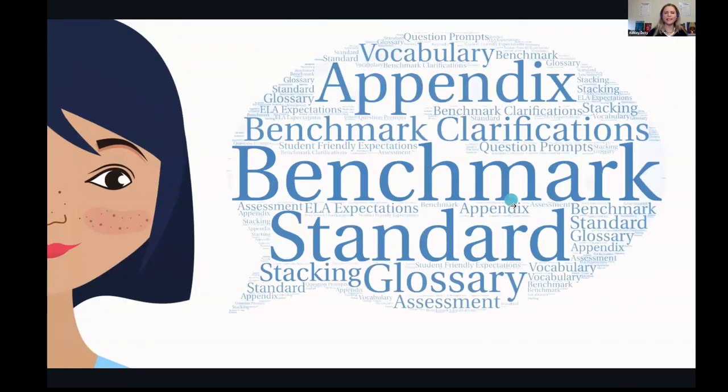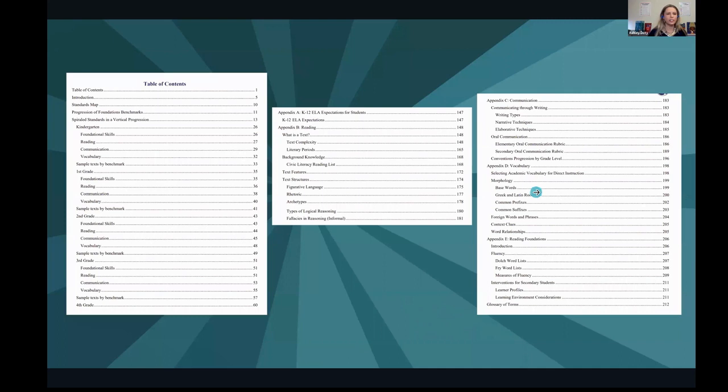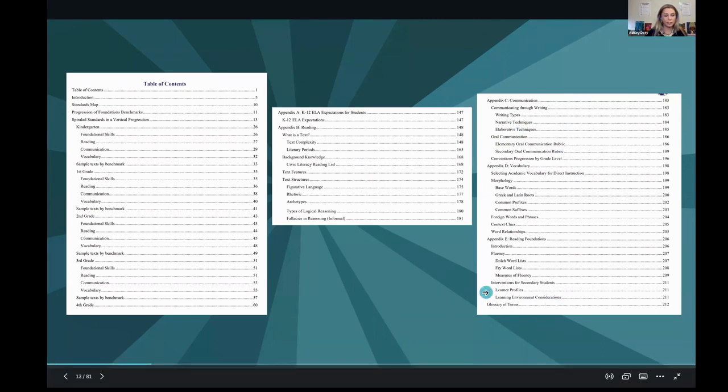The third problem is there is a lot of information out there with the BEST standards through the Department of Education. We've got appendices and clarifications, vocabulary, and the benchmark, standards, stacking, glossary. And here's just some screenshots of the table of contents if you haven't seen it yet. So there is a lot of information out there to help us be more clear. Looking at the one in the middle, we've got a few appendices there that continue over to the right, including a glossary of terms.